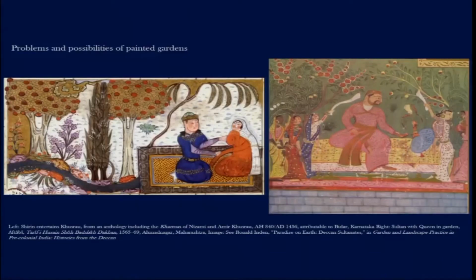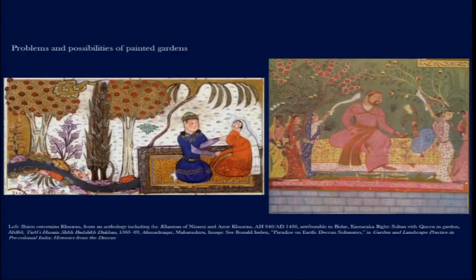Now there are possibilities of looking into the images of the gardens and thinking about how they might have been in the past, but there are also problems. We cannot really take any of the images which were produced perhaps in the 15th 16th century and later at face value to understand how those gardens might have been.